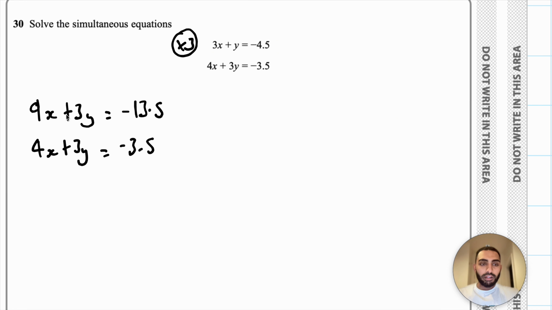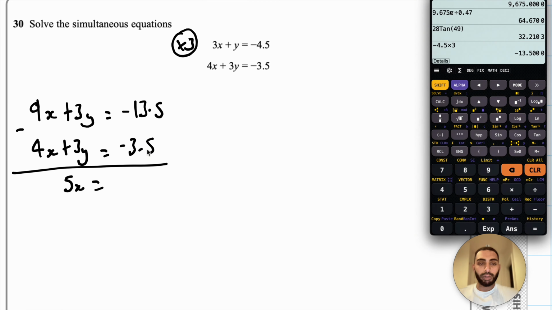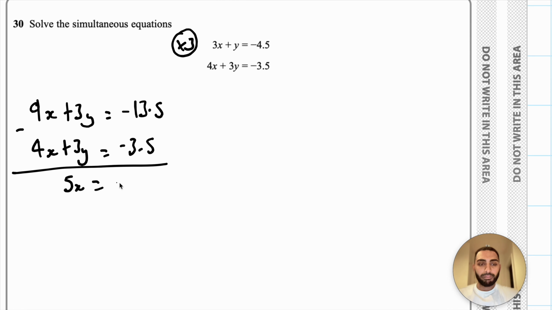At this stage, either I can choose to add these 2 equations or I can subtract them from each other. I want to try and remove one of the variables. If I added them together, this 3y add this 3y would give me 6y. So I don't want to add them. I'm going to have to take them away. So I'm doing the top one minus the bottom one. 9x take away 4x is 5x, and this 3y take away 3y would cancel out, so that disappears. Then I've got negative 13.5 take away negative 3.5. So negative 13.5 minus negative 3.5, which gives me negative 10.